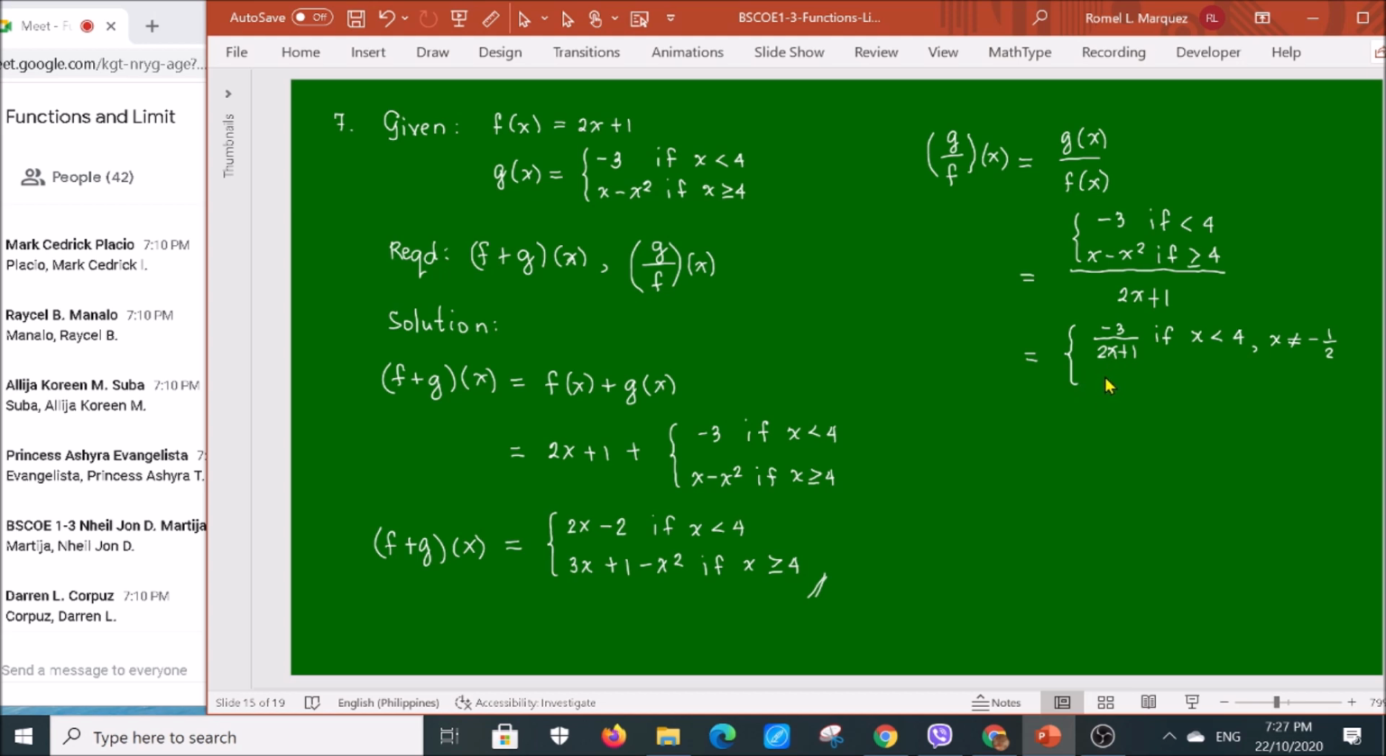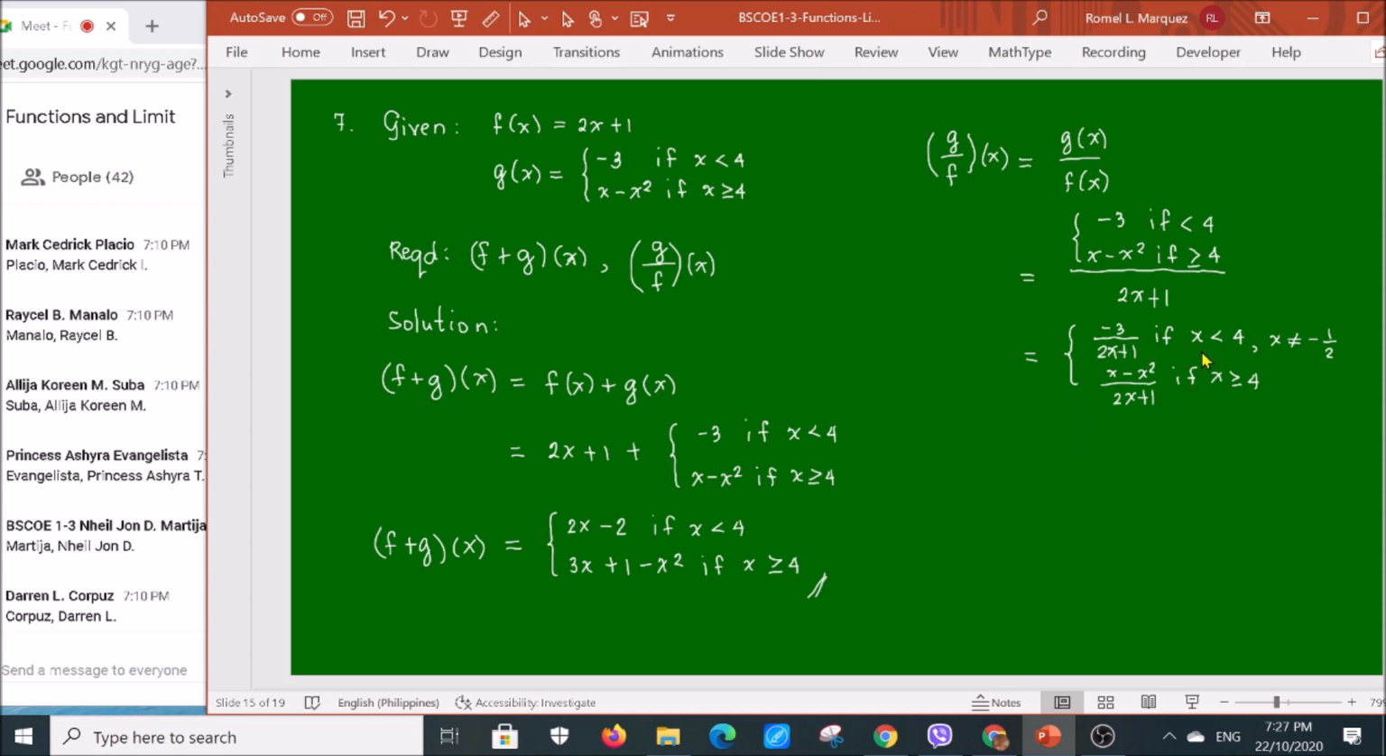So, what about when x is greater than or equal to 4? So we have x minus x squared all over 2x plus 1. Okay? So this is if x is greater than or equal to 4. So I think there is no problem with this anymore, no? Because 2x plus 1 is 0 when x is negative 1/2, which is not greater than or equal to 4. So that's now the answer, okay?